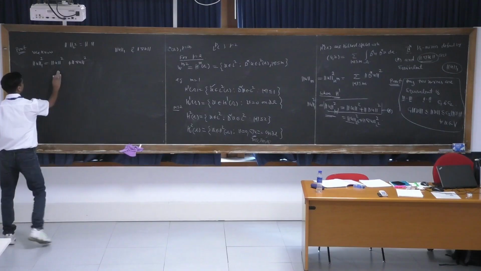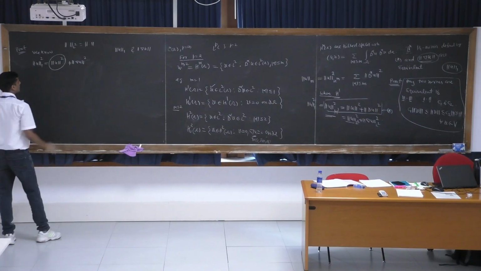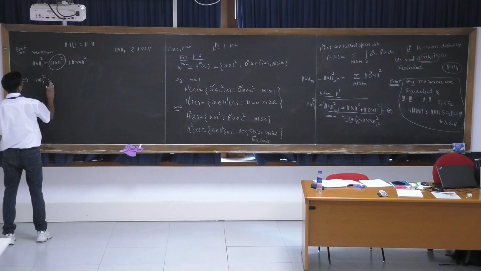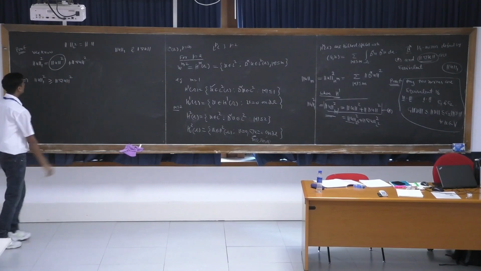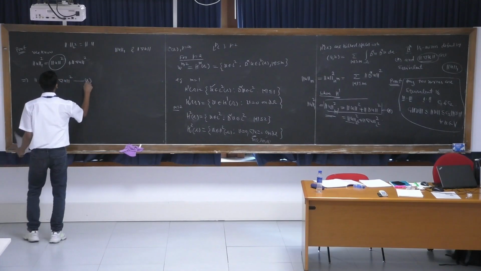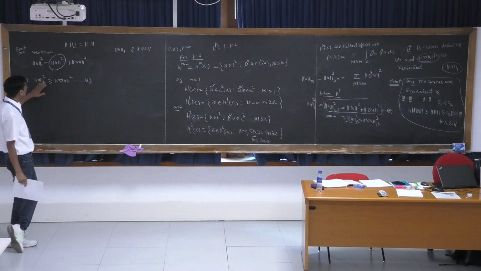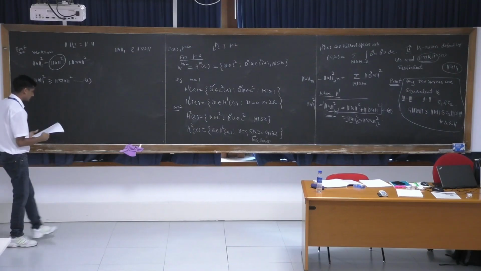If you remove this positive term, you can say the H1 norm squared is greater than or equal to the norm of del u squared. Call this star. So we got one inequality. I will prove one more, and combining both of them, I can say the norms are equivalent.